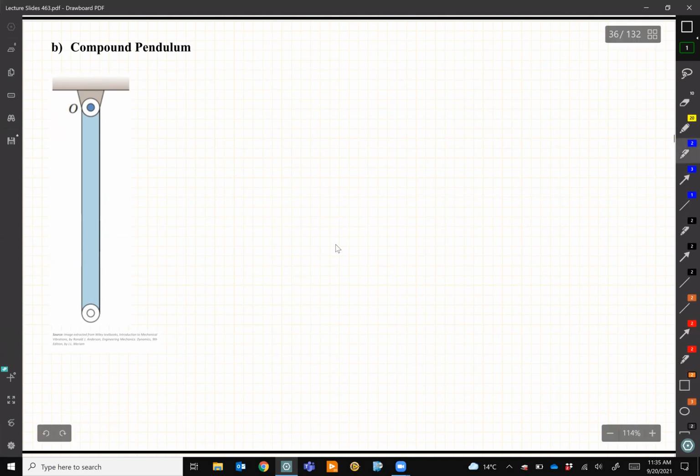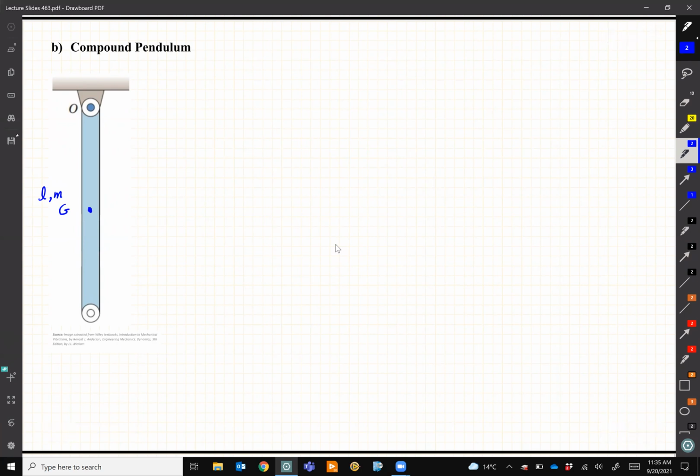So let's assume the length of this thing is L, and let's say the mass is M, and let's say it is a uniform, slender bar, and its center of gravity is exactly in the middle, and let's call it G.